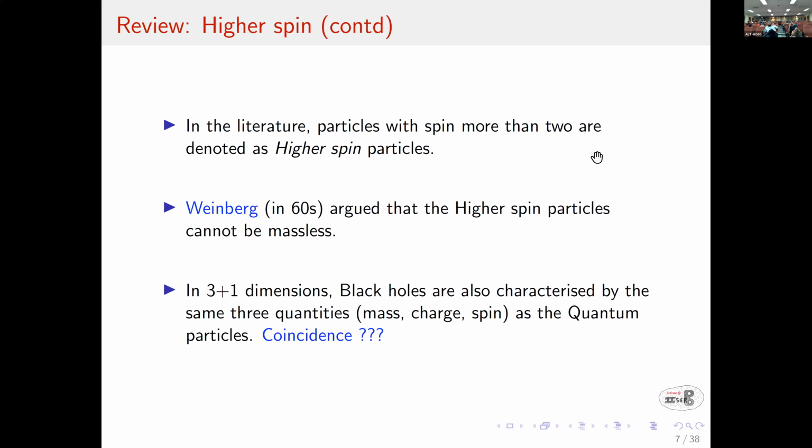The coincidence is that black holes are characterized by the same 3 quantities as the quantum particles. But the Einstein equation solution, the metric is really different, right? It's not around Minkowski, right? So even the nonlinear solution is characterized by these 3 things. You're saying the no-hair theorem. Yes, right.